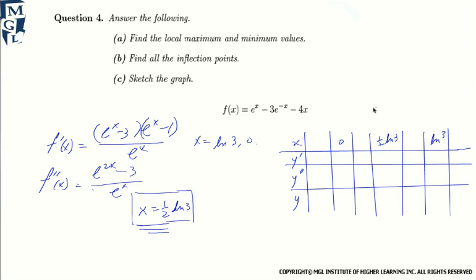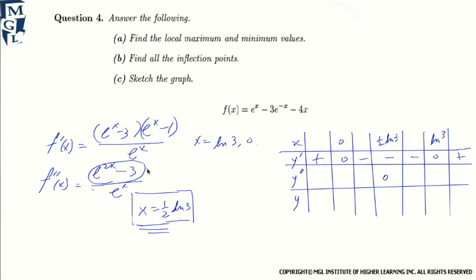Okay, so let's create our table of summary. At ln of 3 and 0, the first derivative is 0. The second derivative is 0 here. In terms of where it's positive and negative, we already determined that from 0 to ln 3 is negative. It's positive everywhere else. The second derivative, the sign is totally determined by this.